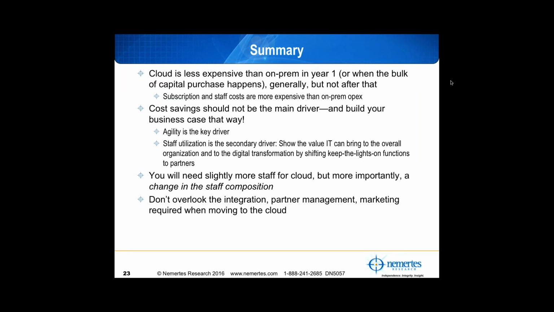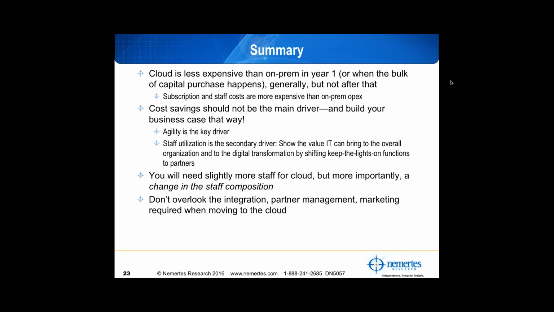If you can take the headcount, either with the people retrained or with new people, and show the value that IT can bring to the overall organization, and particularly to the digital transformation strategy, which a lot of companies are focusing on, by shifting that keep-the-lights-on function over to your partners, I think you're doing a real good service to the company. The business units, even though a lot of the people within them are getting more tech savvy, still need help connecting the dots: okay, this is what I need to do, how can technology help me? And that's where I really think IT is going.